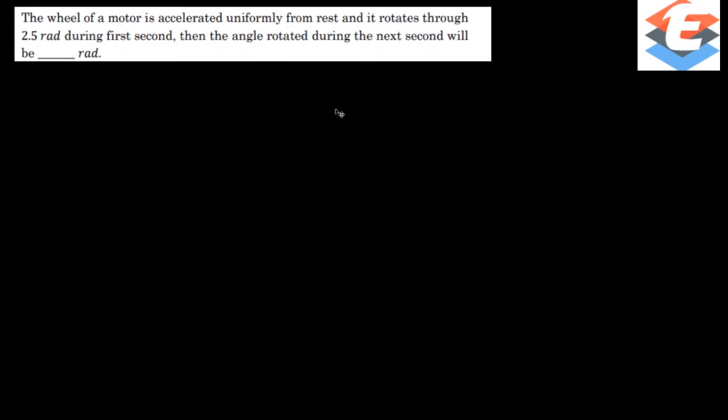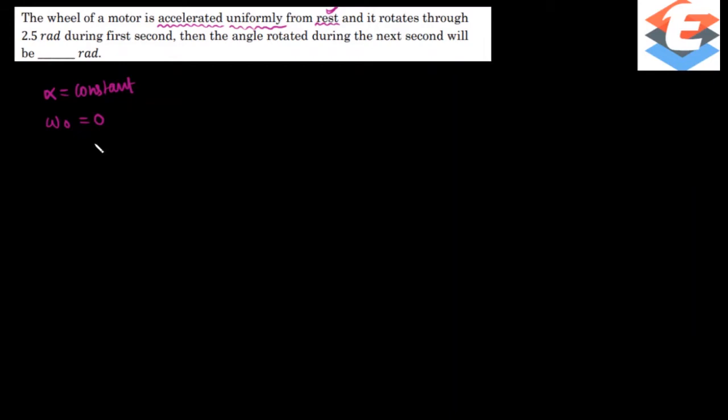The wheel of a motor is accelerated uniformly from rest. See, two words to highlight here. One is they given it is accelerated uniformly, and the second word to note was from rest. What does it mean? There is a wheel rotating and it is accelerated uniformly, or in other words, with constant acceleration. So angular acceleration was constant. And they given that it is at rest. Since it is rotating, we are going to consider omega, the angular velocity, so omega naught is going to be 0.